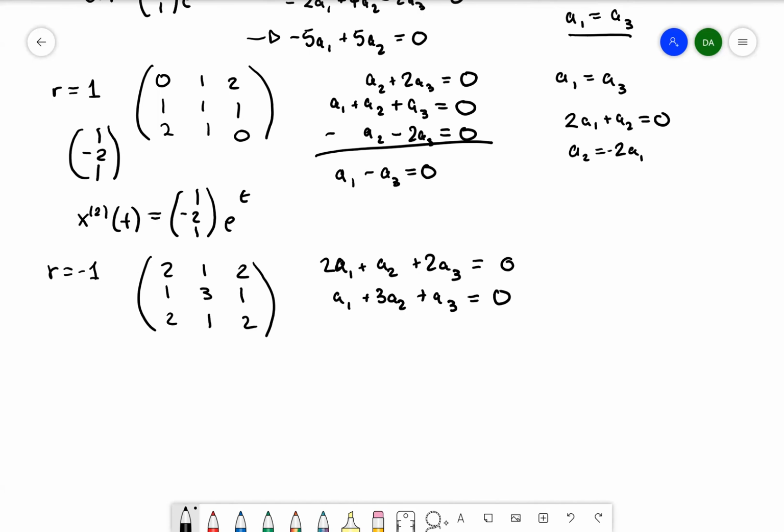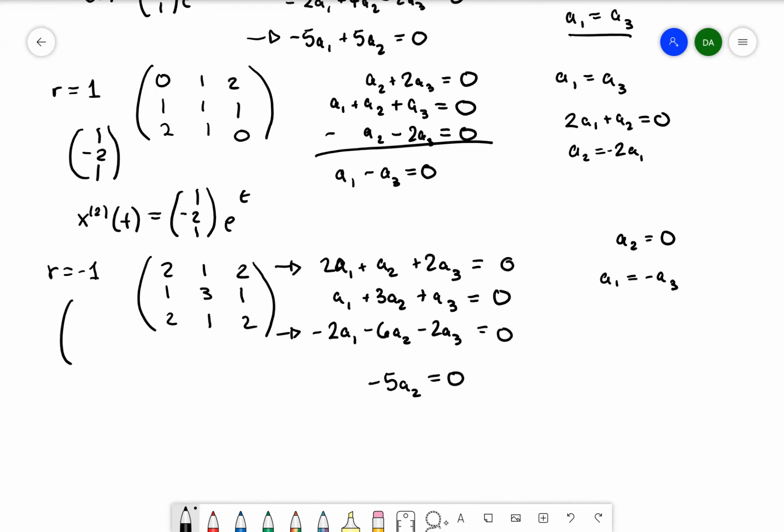And I'll take, let's see, I'll subtract 2 times the second one from the first: negative 2a1 minus 6a2 minus 2a3. I'm going to add this one. What do I get? Negative 5a2 is equal to 0. We get a2 is equal to 0. And plugging that into the first one, for example, I get a1 is equal to negative a3. And so I can get for an eigenvector for this 1, 0, minus 1. My third solution, the x3 of t, is 1, 0, minus 1 times e to the minus t.